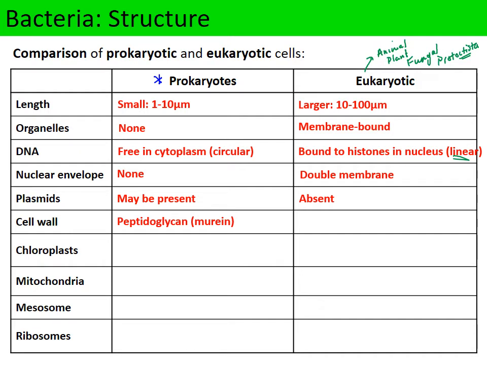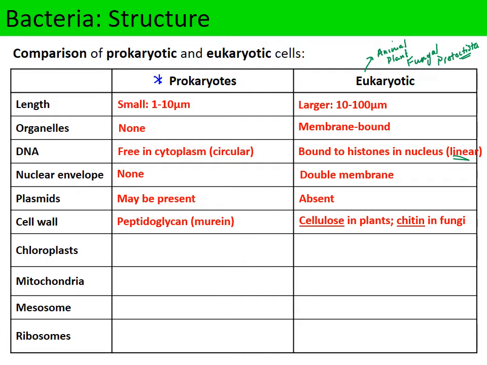The cell wall of prokaryotic cells is peptidoglycan, that we're going to look at in a minute, but eukaryotic cells, animal cells do not have cell walls, but plant cells have cellulose cell walls, and fungal cells like yeast cells have chitin as their cell wall structure.